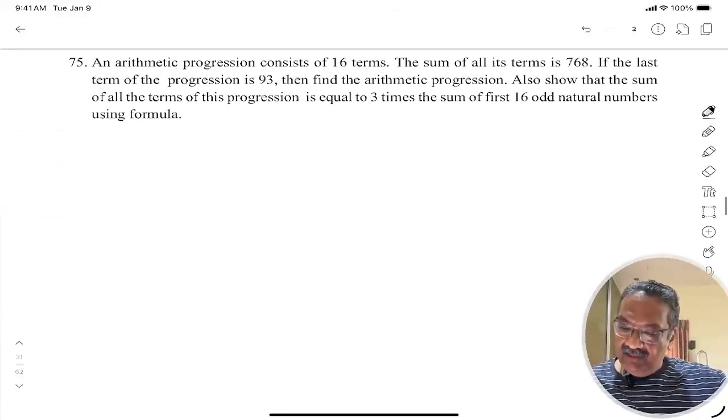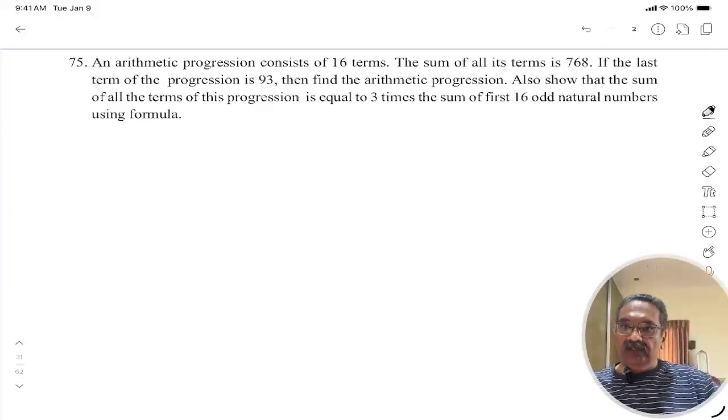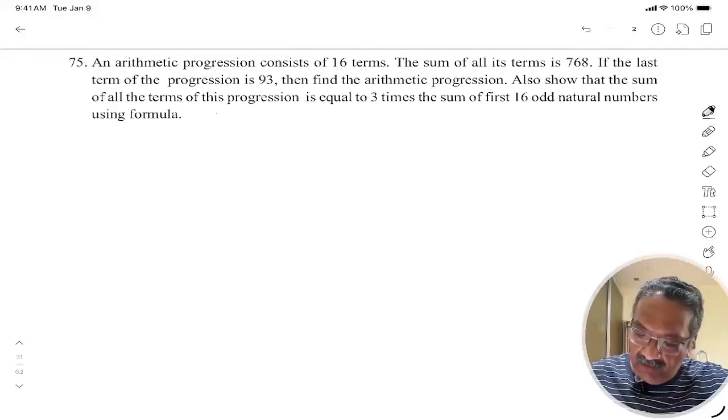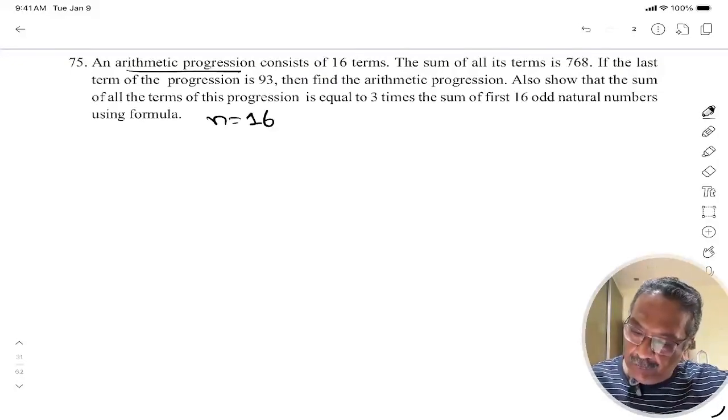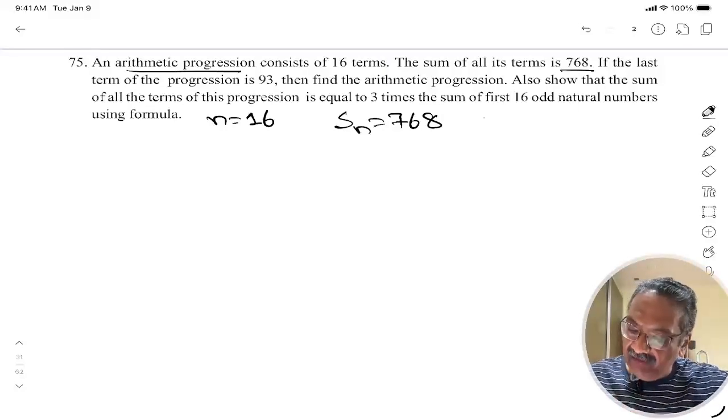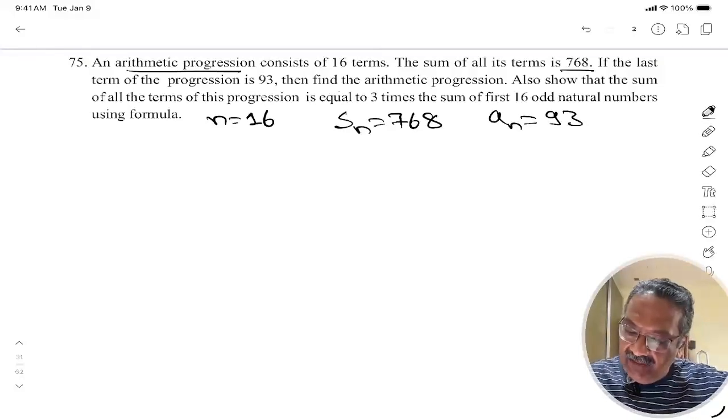Okay, let's come to the 75th question. What does the 75th question say? An AP consists of 16 terms. So we have an arithmetic progression, n is equal to 16. The sum of all its terms is 768, so Sn is equal to 768. The last term of the progression is 93, so the last term an is 93. Find the AP.